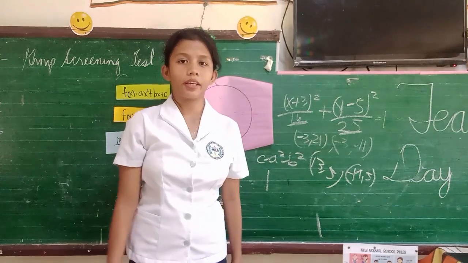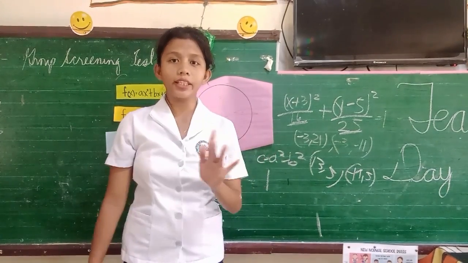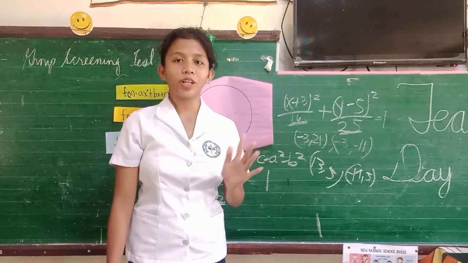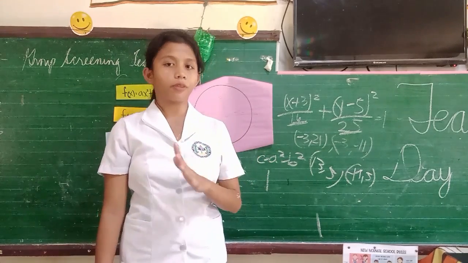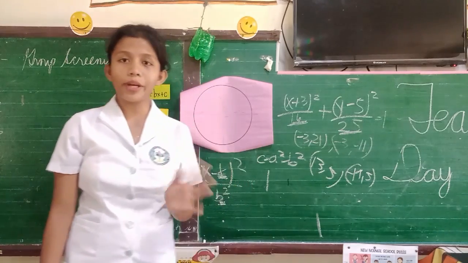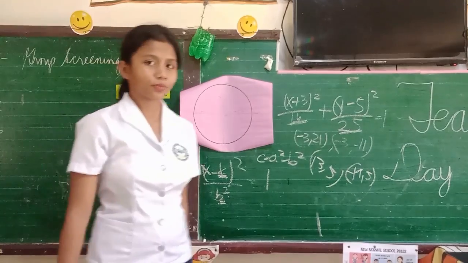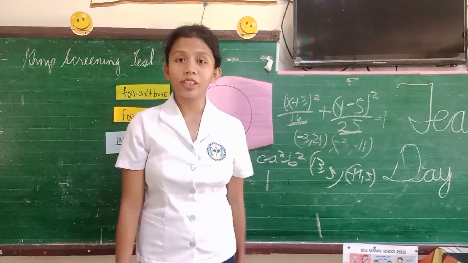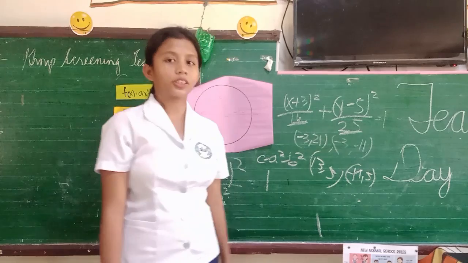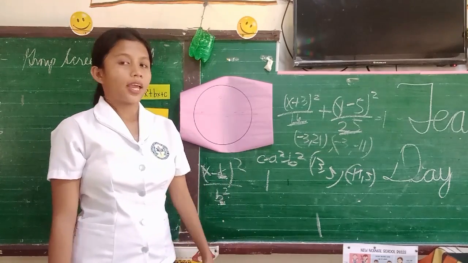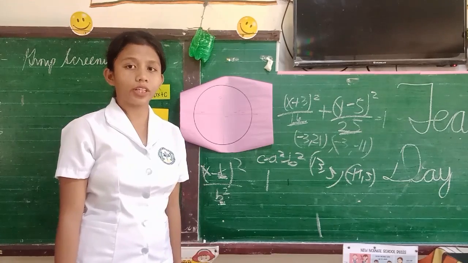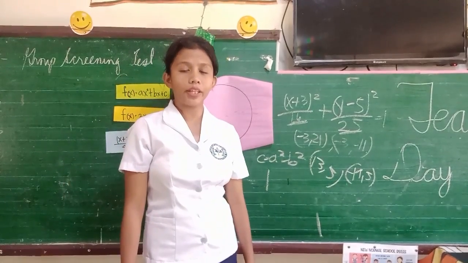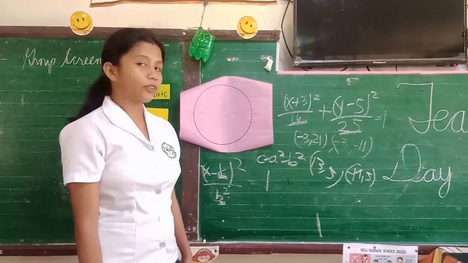What about the foci? What was the equation again in solving the c? Very good. c is equal to plus or minus square root of a squared minus b squared. Oh, yes, right. Excellent. c is equal to plus or minus 3. And the foci is negative 3 and 8, and negative 3 and 2.